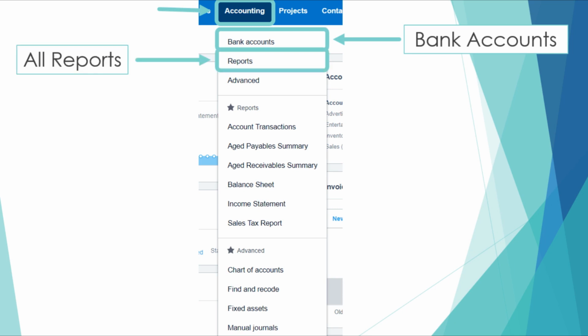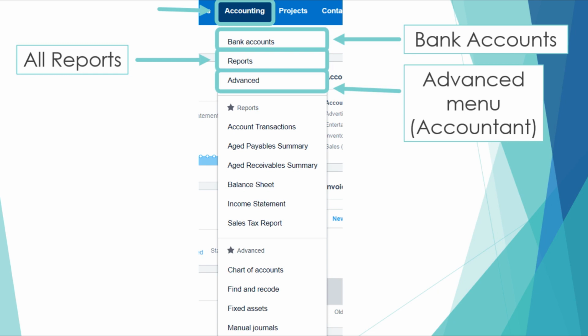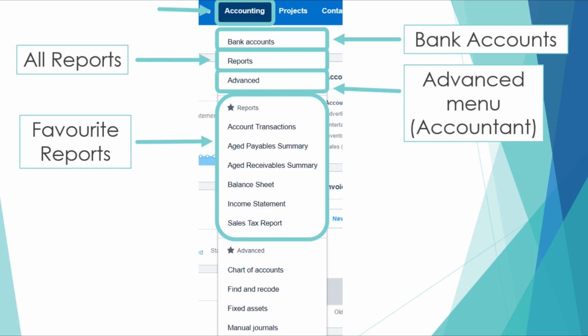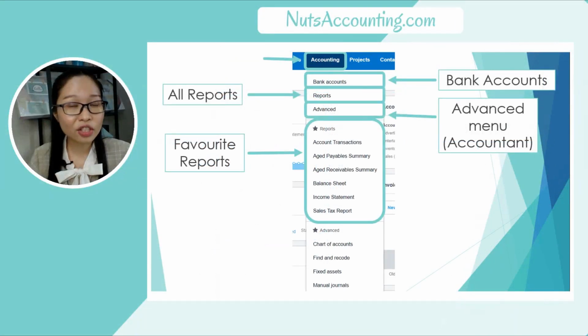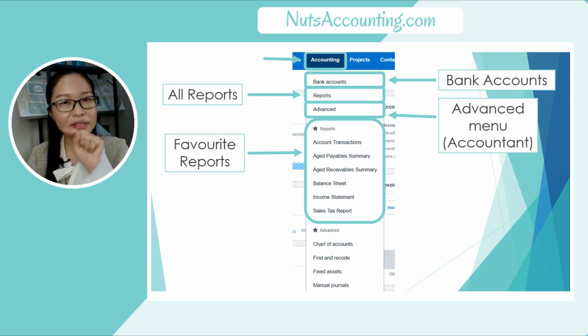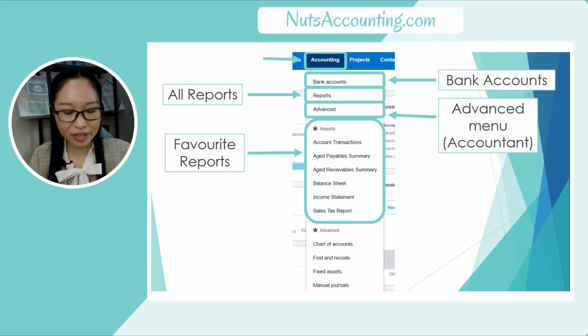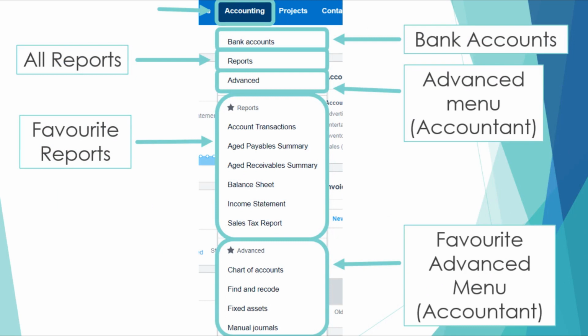And the next one is the reports. And then the advanced menu, which is usually used by your accountant. And also these are the reports. In this section here, these are the reports that you have already favorited in your reports page. If you click on any of the reports and then click on the star button, it will favorite it and add it as a shortcut under this menu here. And of course, just the same as the previous favorite reports, you can also favorite any of the advanced menu onto this section here.